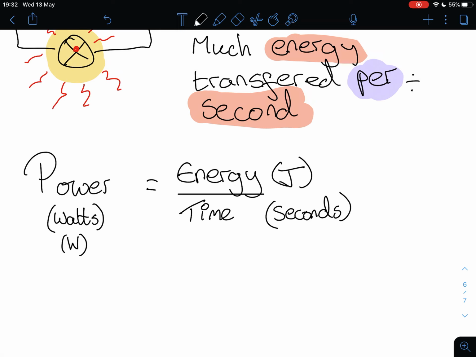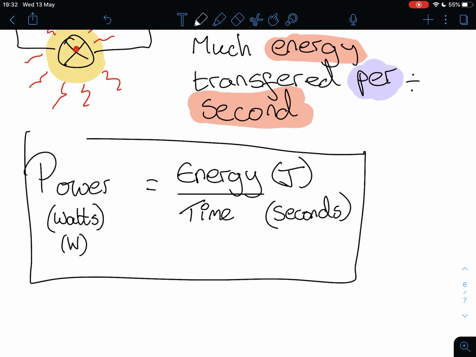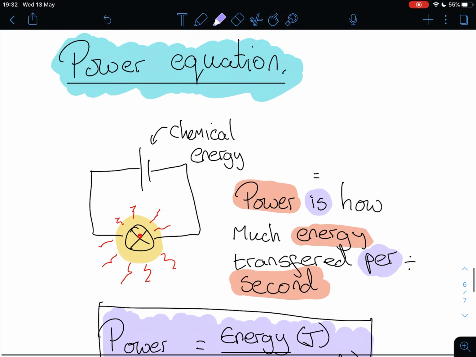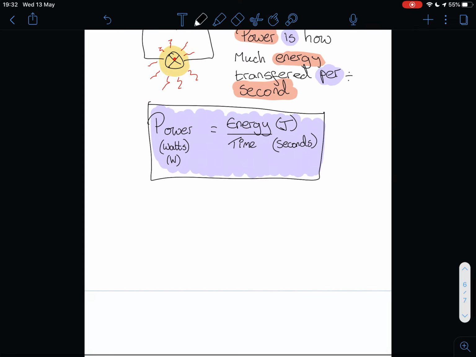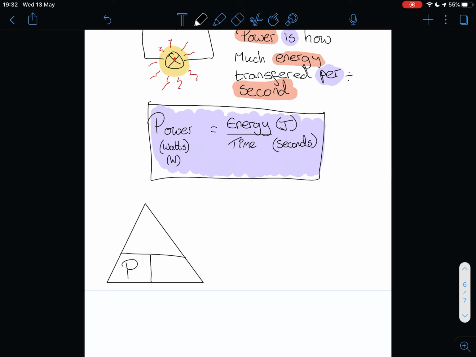So there's our equation. If you can get that copied in, that description above as well. I found a new colour. My newest favourite colour is this turquoise. So that's our equation. As always, it goes in a nice little triangle. We have power at the bottom, don't get caught out putting it at the top, is energy over time.